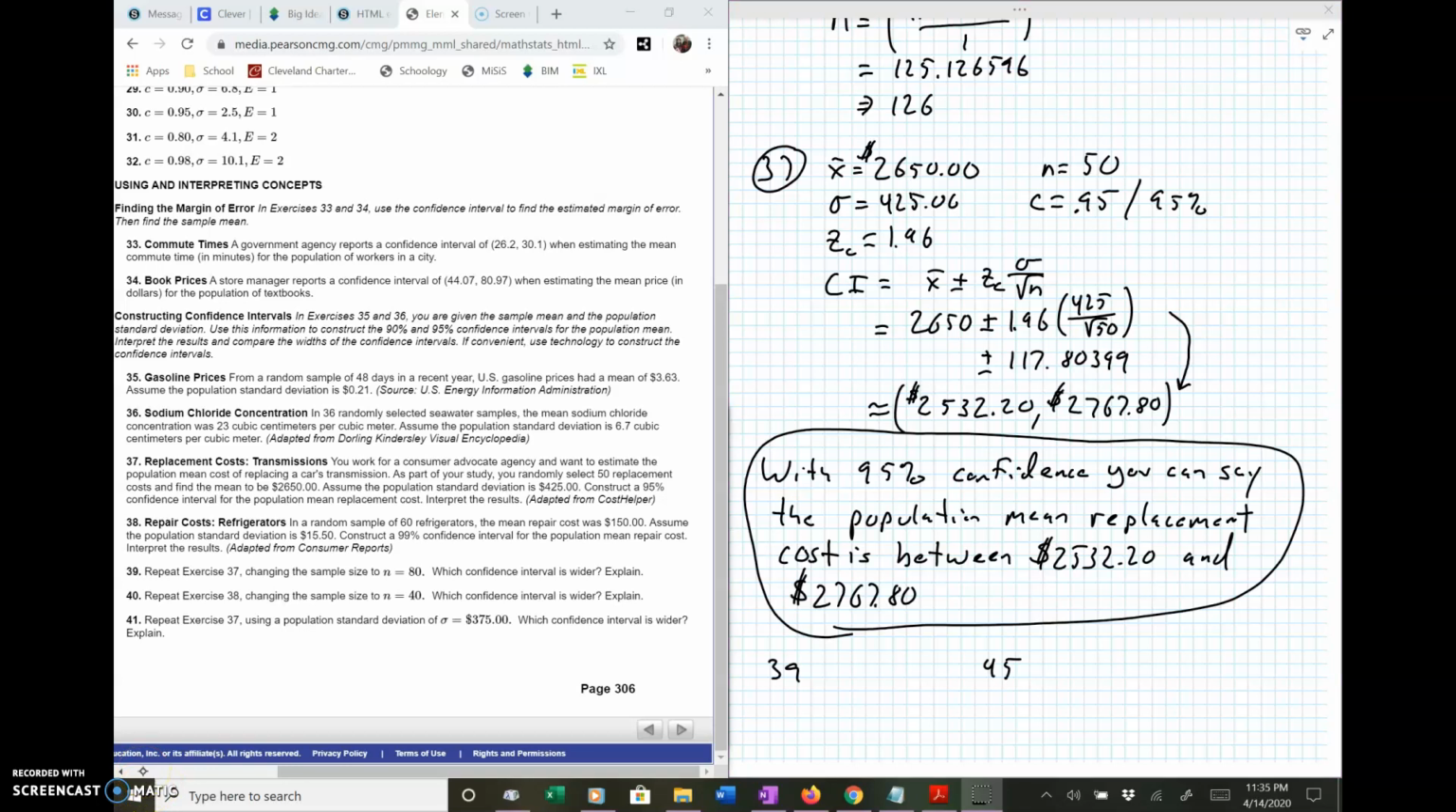Number 39, you're doing the exact same thing. You're just changing one number. The n, the sample size is getting bigger, so your interval should be slightly smaller. Pay attention to that. If it's not smaller, you did something wrong.